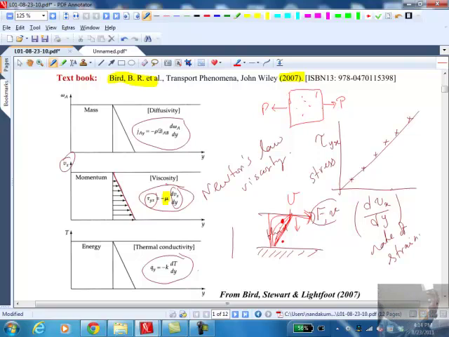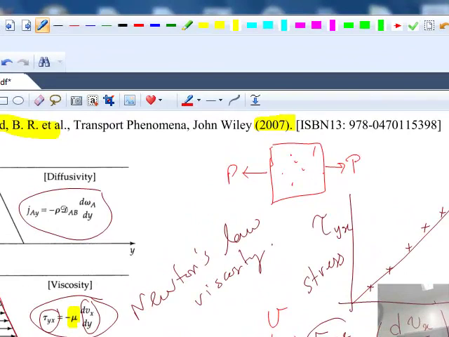What is this one called? Do you remember? For energy, Fourier's law of heat conduction. Okay? It's called Fourier's law of heat conduction. What does that relate? It's for the conduction mechanism only.